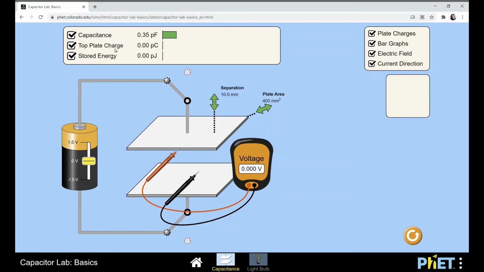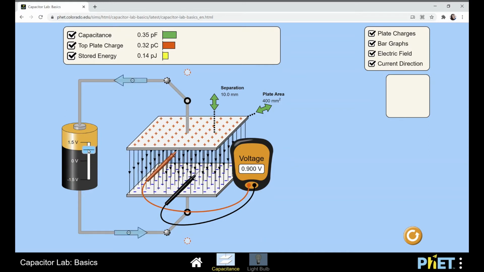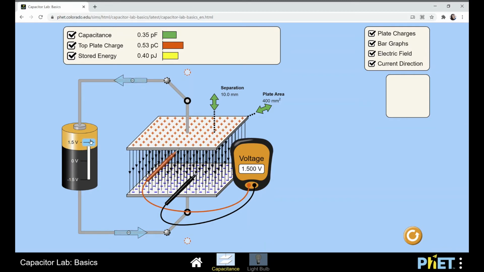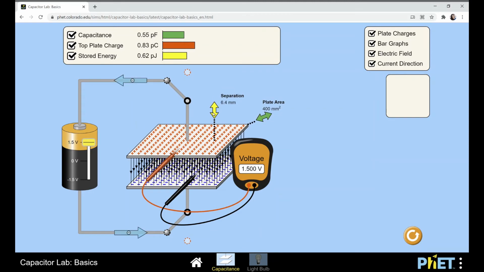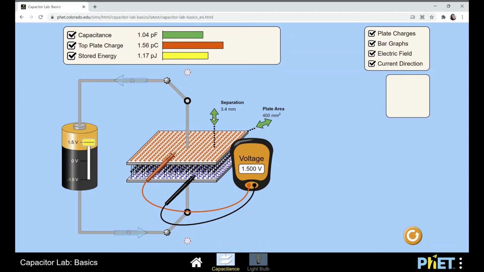It also shows that plate charge and stored energy are both directly proportional to the voltage, so when we increase voltage, so does the plate charge and stored energy. And they're also directly proportional to the capacitance. So if we increase capacitance, plate charge and stored energy also increase. It also shows that when you disconnect your capacitor from the power source, there's now energy stored on the capacitor.